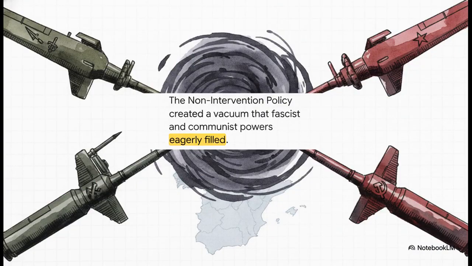But here's the catch, and it's a big one. This diplomatic isolation inadvertently paved the way for massive foreign intervention. By denying the legitimate Republican government the ability to purchase arms on the open market, the policy of non-intervention created a huge vacuum, and this vacuum was eagerly and immediately filled by the world's rising totalitarian powers, which fundamentally altered the entire trajectory of the war.